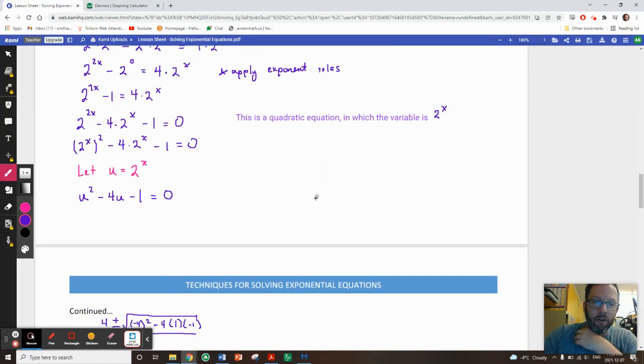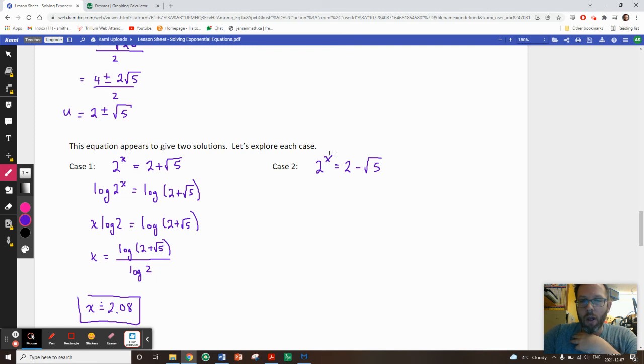So looking at case 2, here we go. 2 to the x equals 2 minus root 5. If you actually think about it, what is the value of 2 minus root 5? You can do it on your calculator right now.